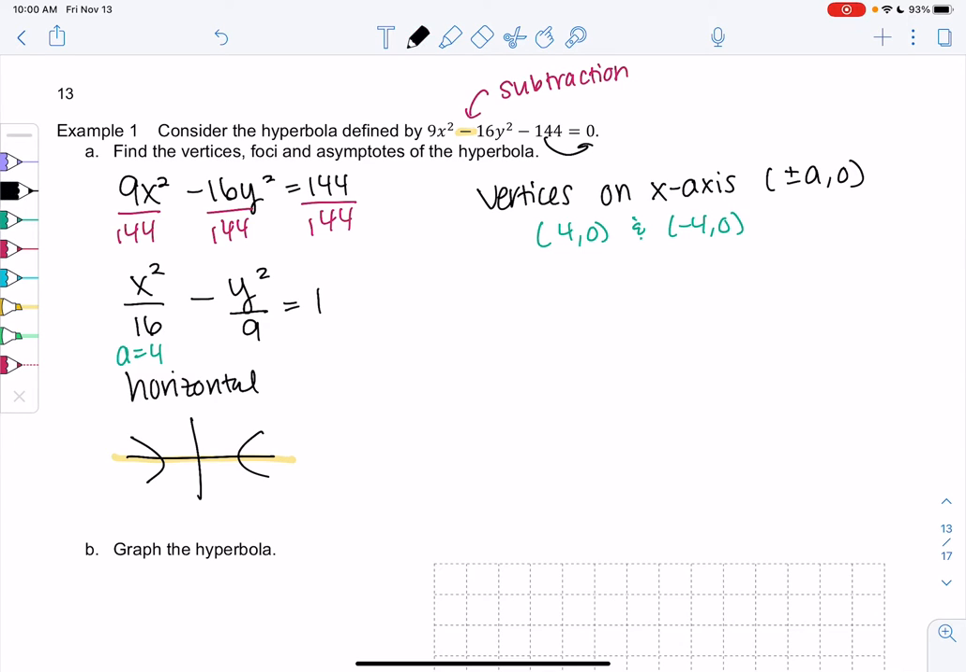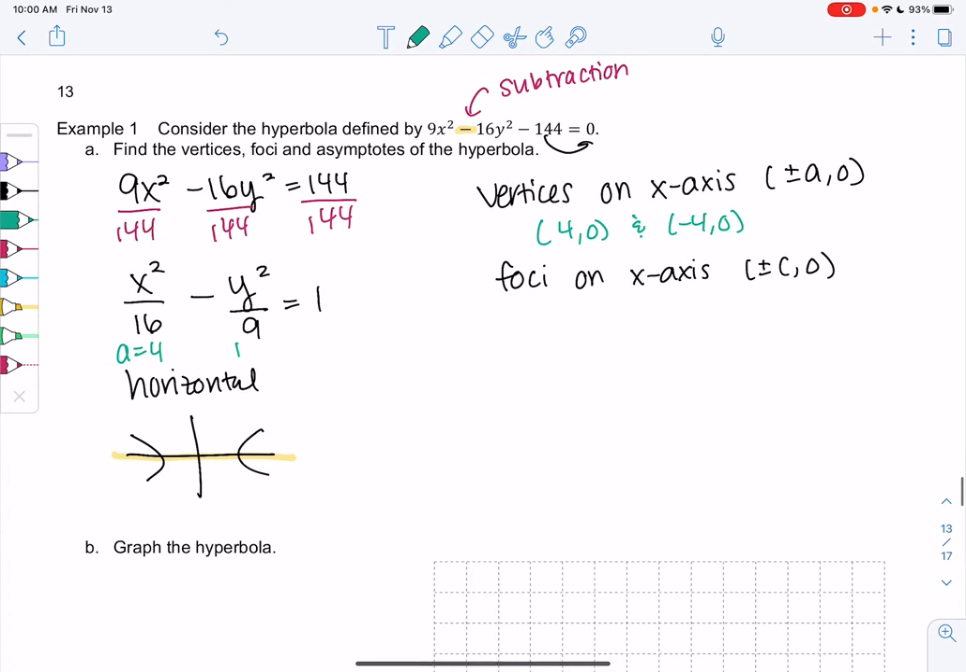All right, let's find the foci next. They'll also be on the x-axis, so they'll be plus or minus c, 0. We don't know c. We know a is 4. Since we have y squared over 9, b will be 3. And we just learned that c squared equals a squared plus b squared. So c squared is 16 plus 9. c squared is 25, so c is 5. So we will have foci at (5, 0) and (negative 5, 0).